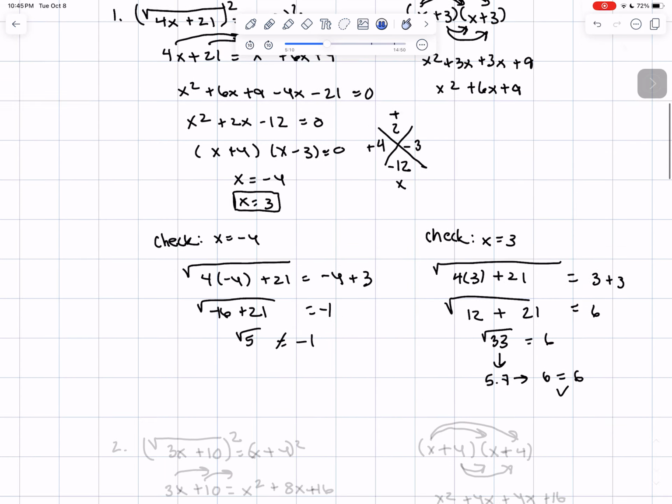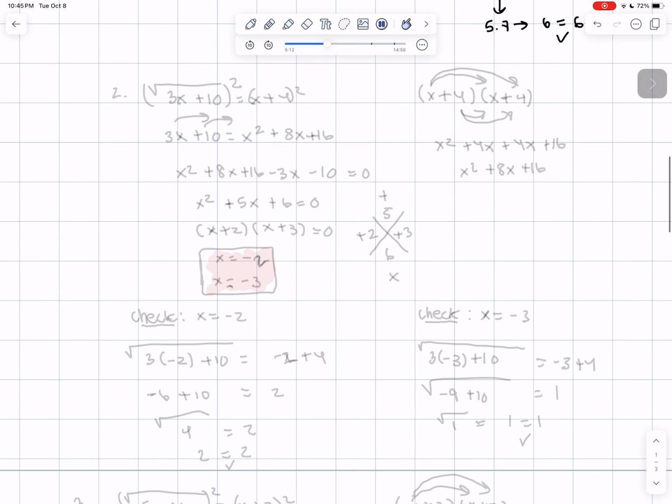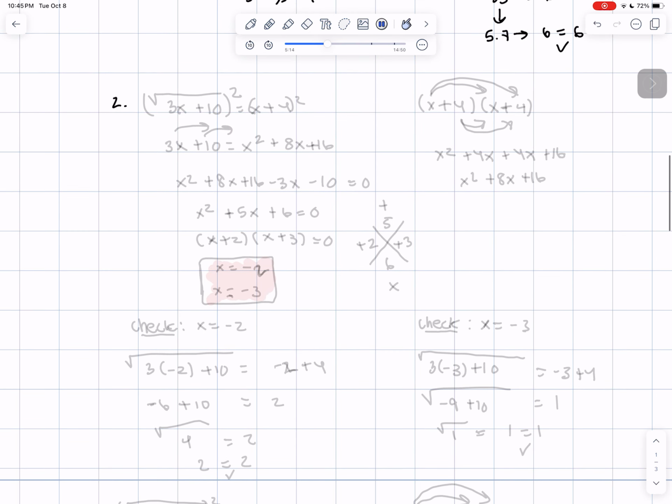All right, let's try another one. So the square root of 3x plus 10 equals x plus 4. Again, we're going to square both sides. It's going to be the same steps every single time. The radical is going to go away.